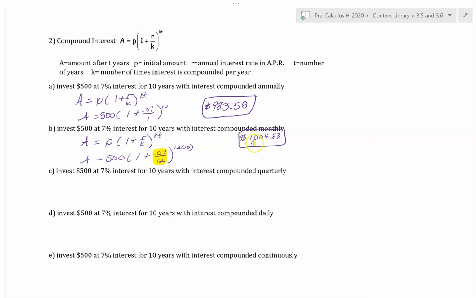So notice we have $1,004.83 at the end of the 10-year period, which is more than $983.58. So again, monthly, they are compounding your interest more often. Why don't you go ahead and try part C? But before we do that, maybe we should practice on the calculator for a second.